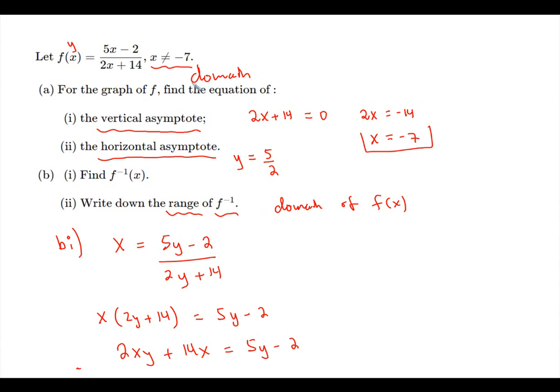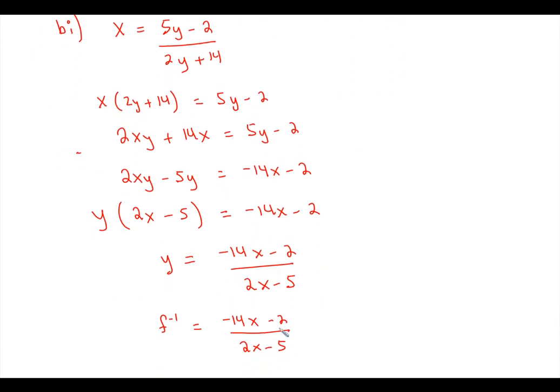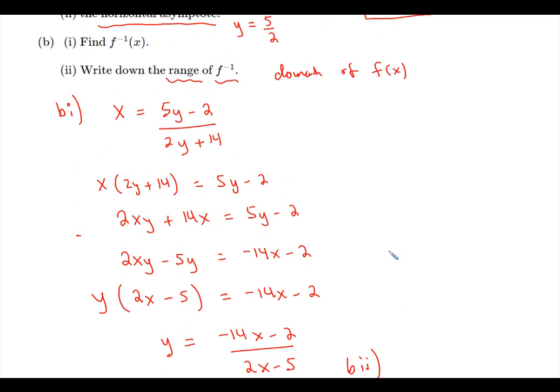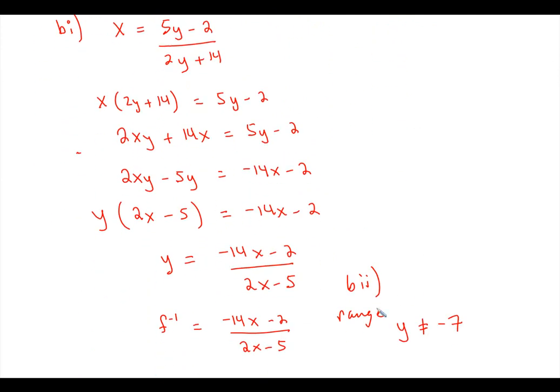So if the domain is x cannot equal negative 7, then we know that the range is going to be, so this is B2, the range is going to be y cannot equal negative 7, right? So remember, range is represented by the y-axis, so that's why we use the letter y, okay? So if the domain is x cannot equal negative 7 for the f function, so this would essentially become the range of the inverse, right? So the range would be y cannot equal negative 7, okay?